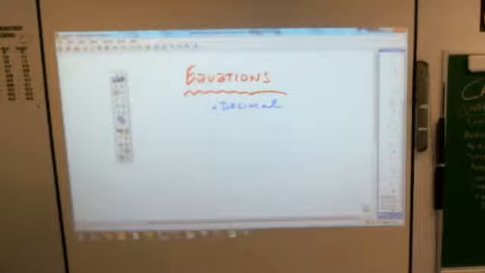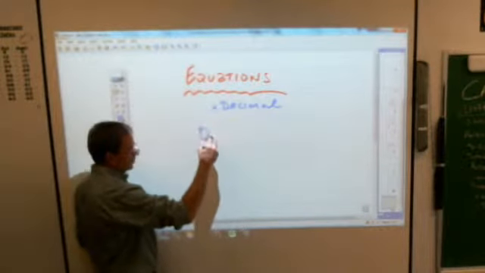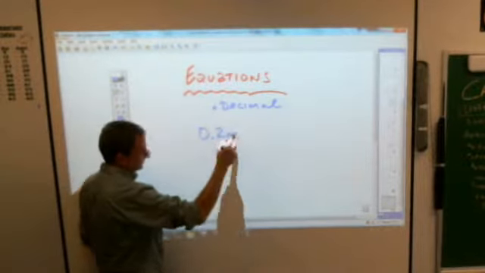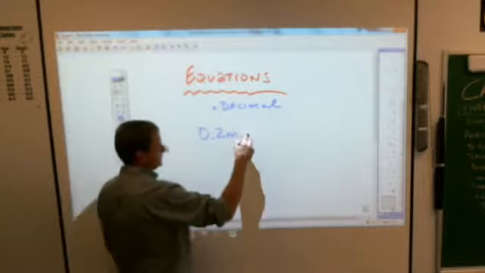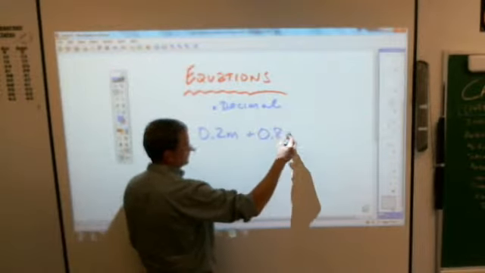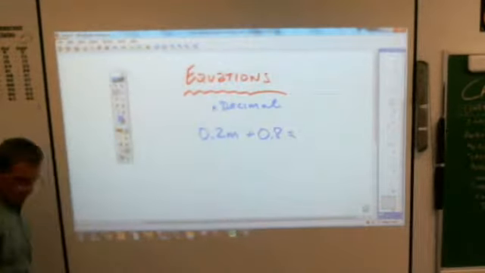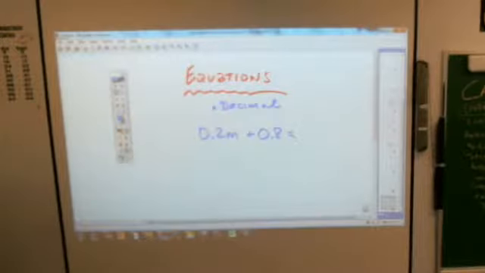Write down this, for example, instant, which means 0.2m plus 0.8m, 0.2m plus 0.8 equals 1.8.